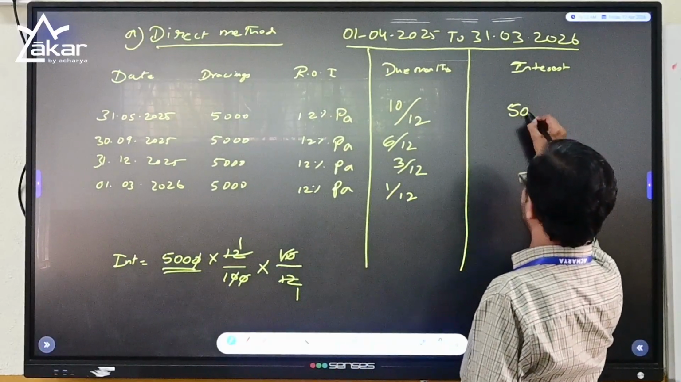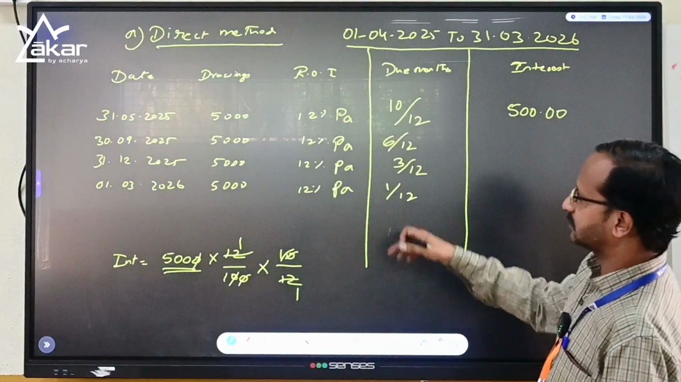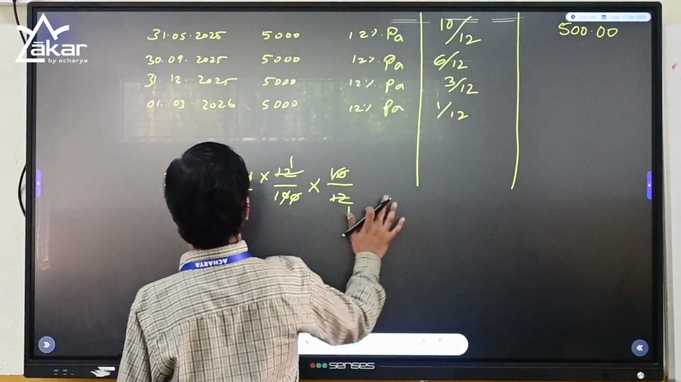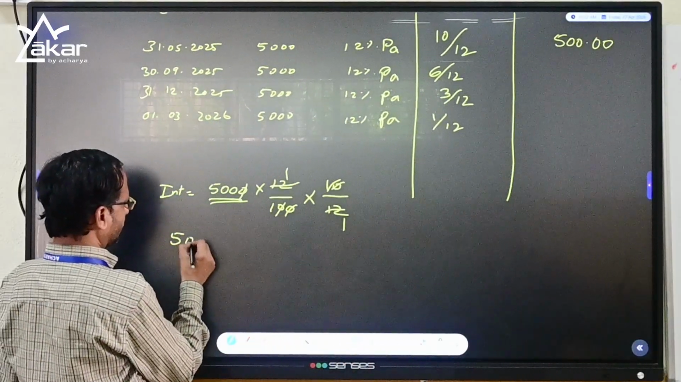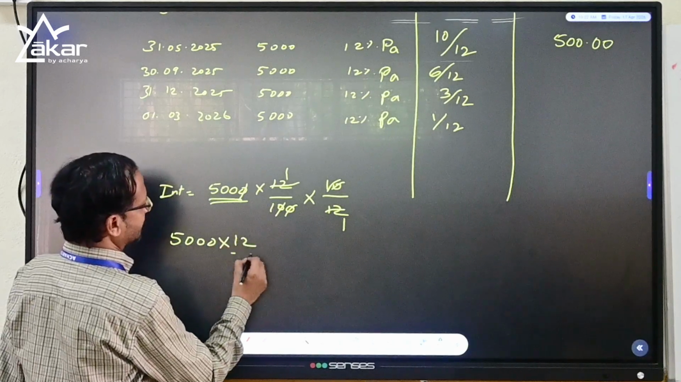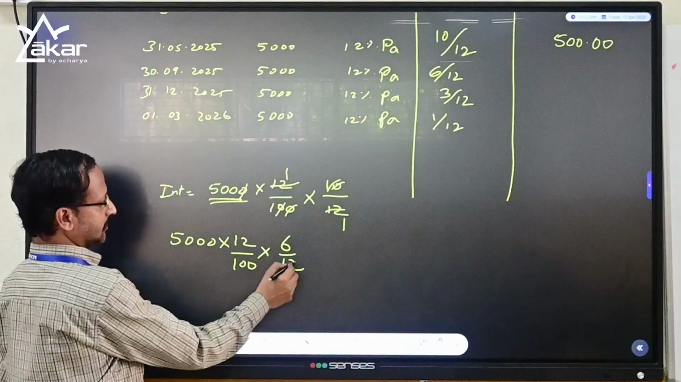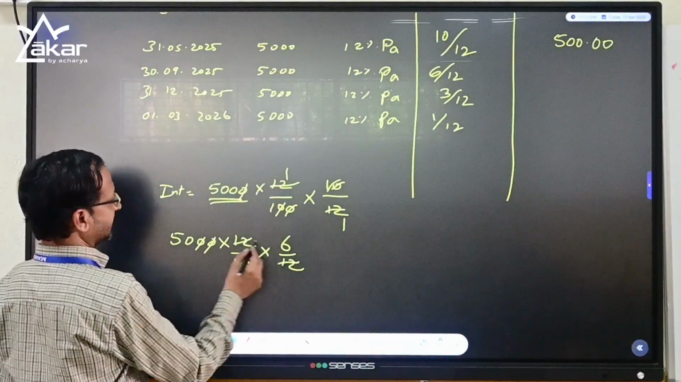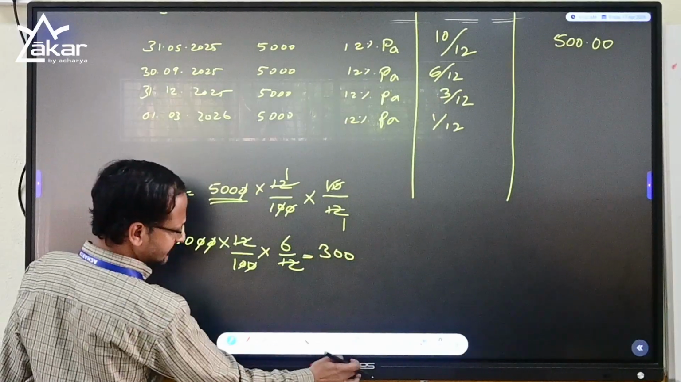So first month it is 500 rupees, and second month it is again 5,000 into 12% into 6 by 12. 12, 12 cancelled, zeros cancelled. So it is 50 into 6, it will be 300.